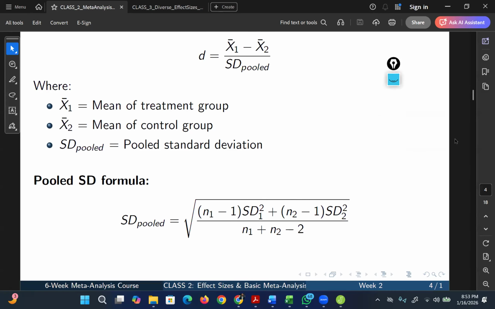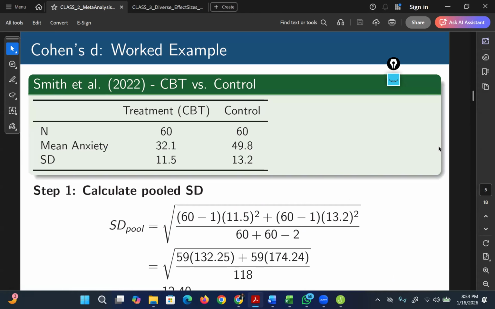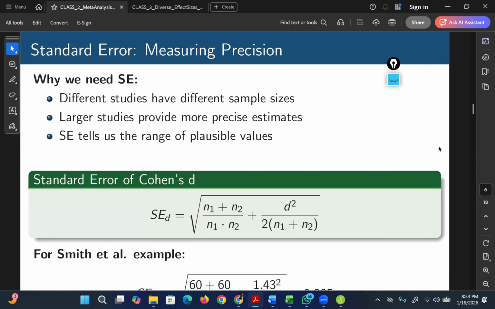Now look at the next one. Here you can see an example given. The treatment group here is 60 and the control group is 60, with the mean anxiety of the two different groups and the standard deviation reported. And this is how you calculate the common or pooled standard deviation. You can see how it calculates. And then you have your effect size, which is Cohen's d.